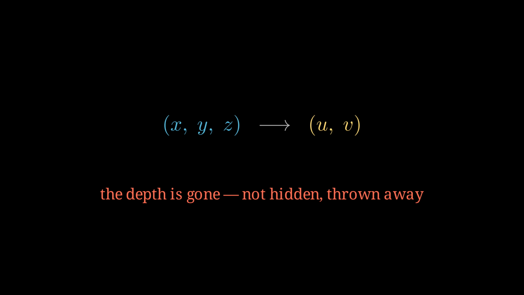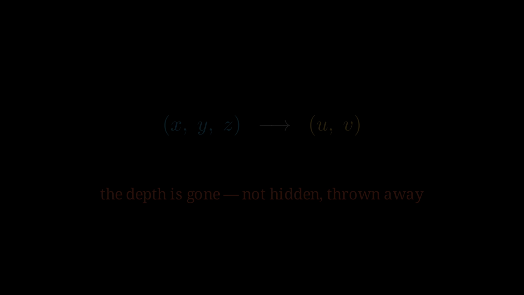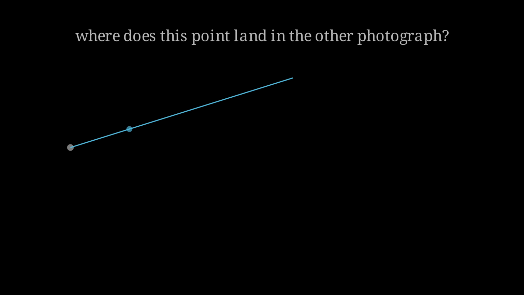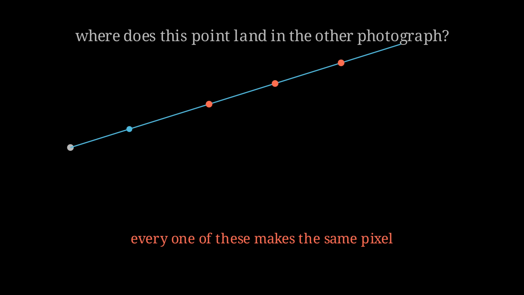Give me a point in one photograph. Ask me where that same point lands in a second photograph taken from somewhere else, and I can't tell you. Not because the maths is hard, because the answer depends on how far away the thing was, and the photograph didn't keep that number.